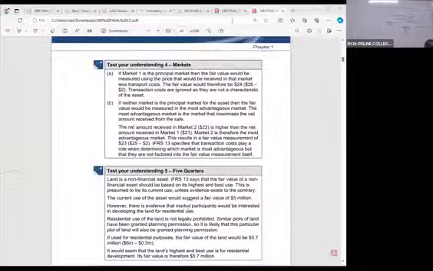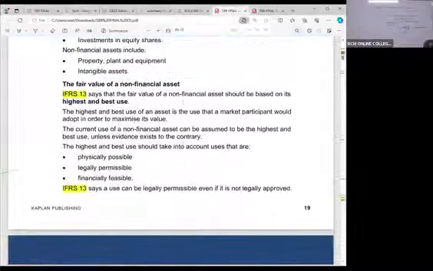5.7. So Richard wanted me to talk about this, that IFRS 13 says a use can be legally permissible even if it's not legally approved. You know, like how you get approvals from City Hall to build a house here. That approval may not be given, but constructive. It's called substance over form. Your neighbors have already gotten that kind of permission in the past. So you should also be allowed in this case to assume that should I seek this approval, I'll be able to get it.